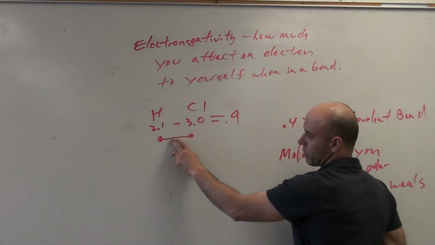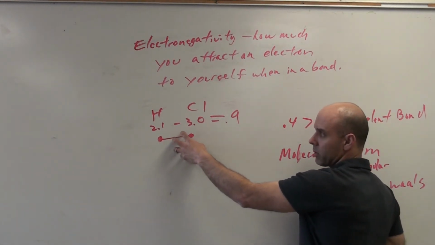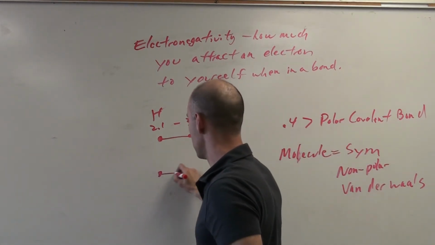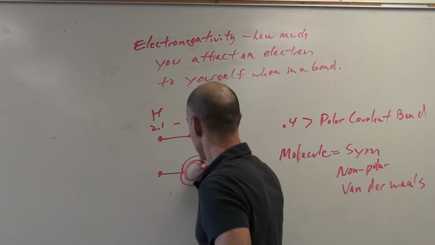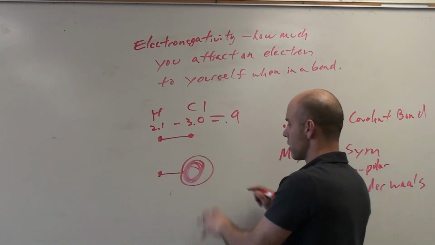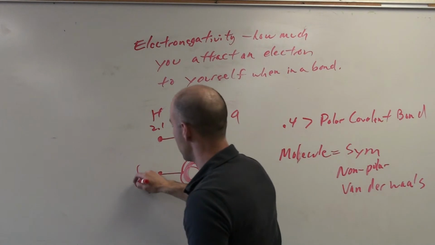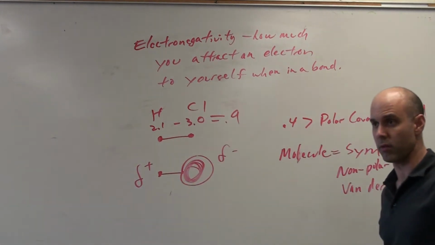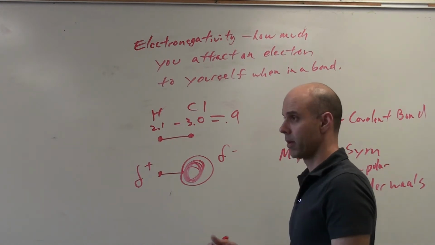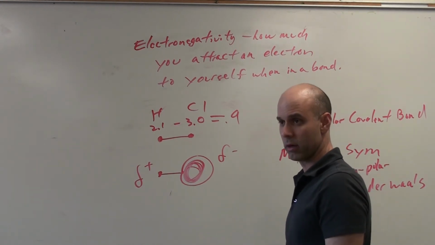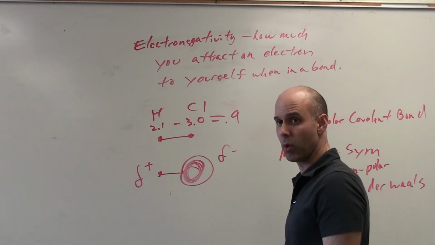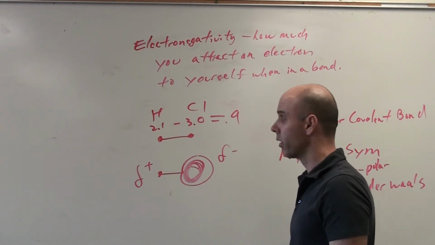So what does that mean about the electrons in the middle here? They're being pulled towards the chlorine. So if I was going to draw my electron density, it looks something like this, because all the electron density is pulled over to the chlorine. So this side of the molecule will be partially negative, this side will be partially positive. And therefore, HCl exhibits polar bonding. And that's why HCl dissolves in water. It's a polar molecule that dissolves in water.